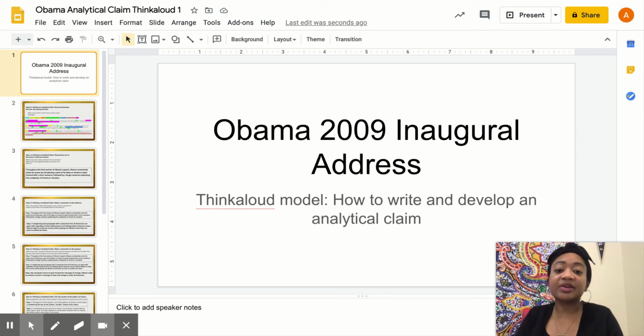All right, today we're going to be focusing on how to write and develop an analytical claim. These are the beginning of our paragraphs and a key part of us being able to effectively answer any rhetorical analysis prompt. As I'm modeling, you're going to be having your Google document open so that you can take notes on the questions I ask myself and my thinking steps. You might also want to write down my responses in order to have an exemplar response of your own.